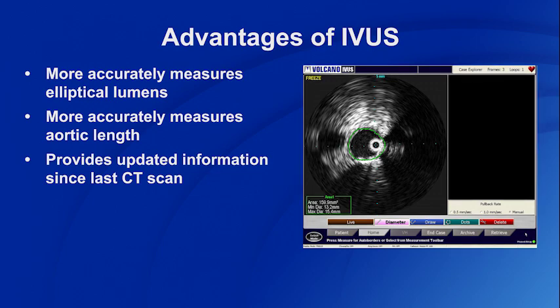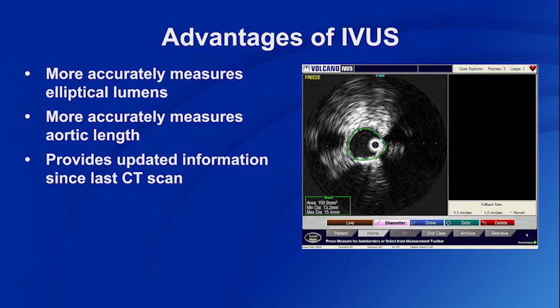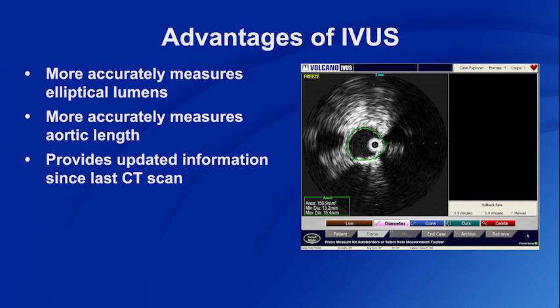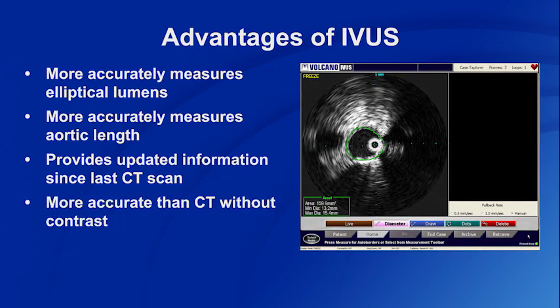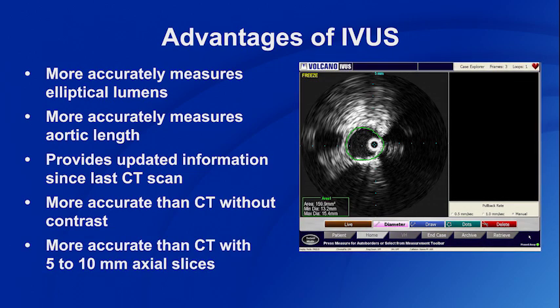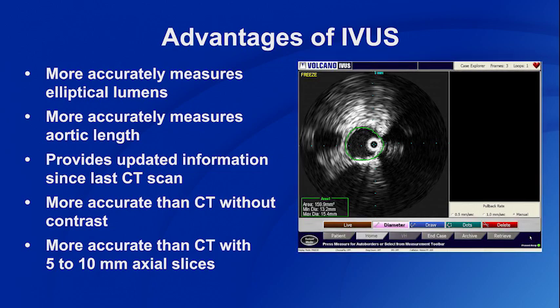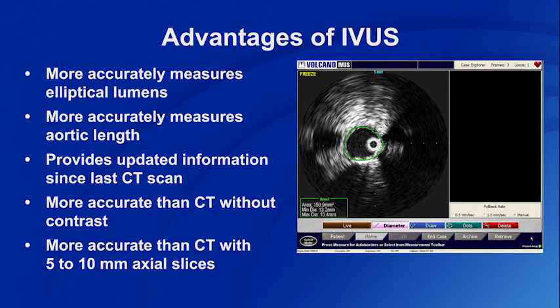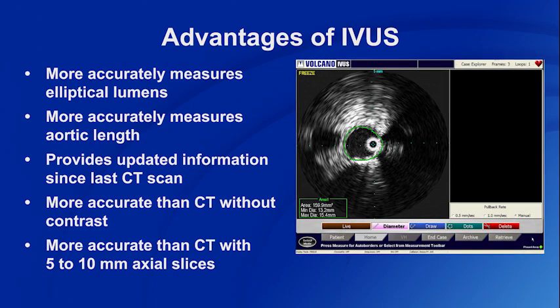IVUS is particularly helpful if the preoperative CTA was performed more than 3 months ago, since the aneurysm diameter may have changed during that time. IVUS is also essential for obtaining accurate measurements if the preoperative CT scan was performed without contrast or with large axial cuts 5 to 10 millimeters thick. As a second set of measurements, IVUS provides another layer of information that allows the physician to confirm the aorta and aneurysm measurements that were obtained on preoperative CT.